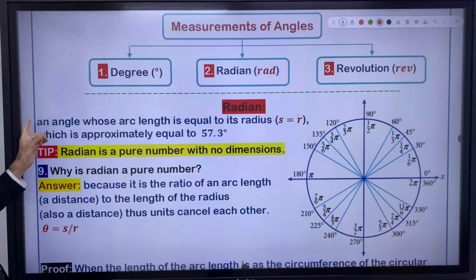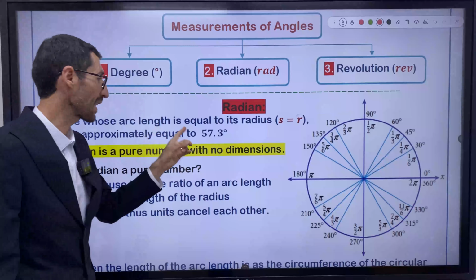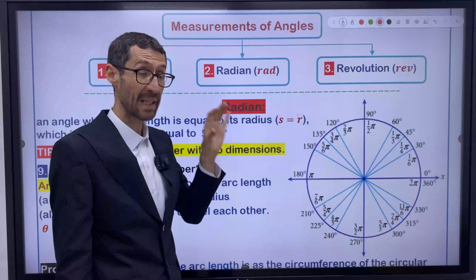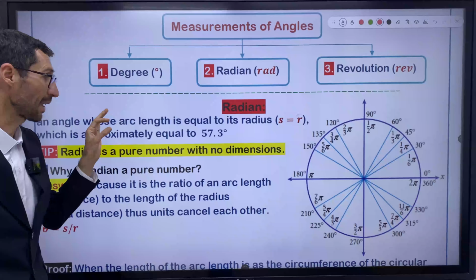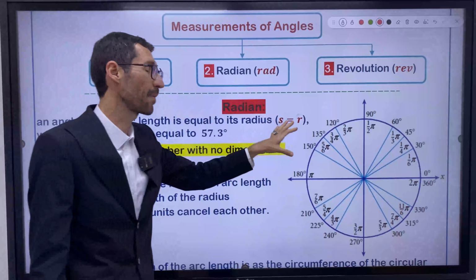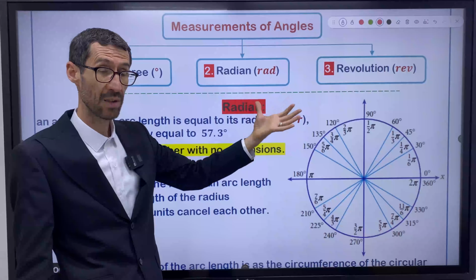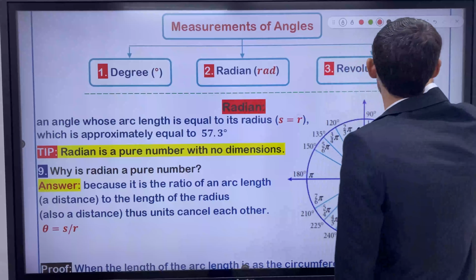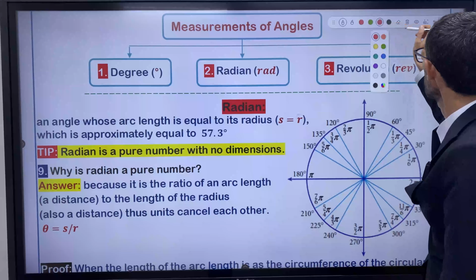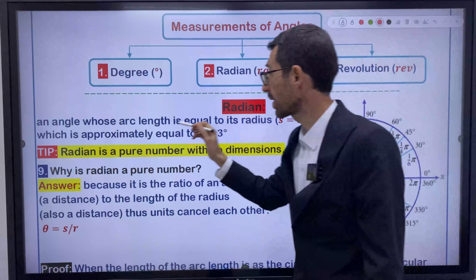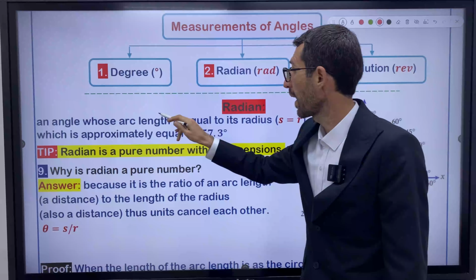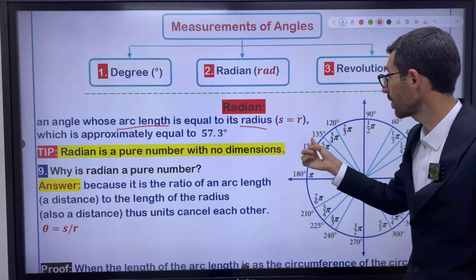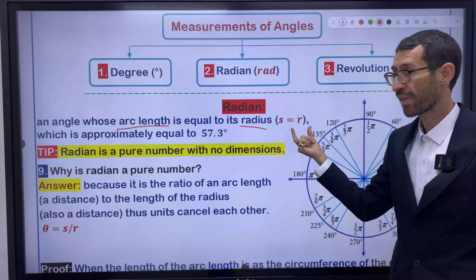So what's radian? Radian is an angle whose arc length is equal to its radius. So S is equal to R. If the arc length of the angle equals the radius of the circle, this angle is called radian. So what's 1 radian? Let me underline the important parts. It says an angle whose arc length is equal to the radius. So I summarize it here within the parentheses.